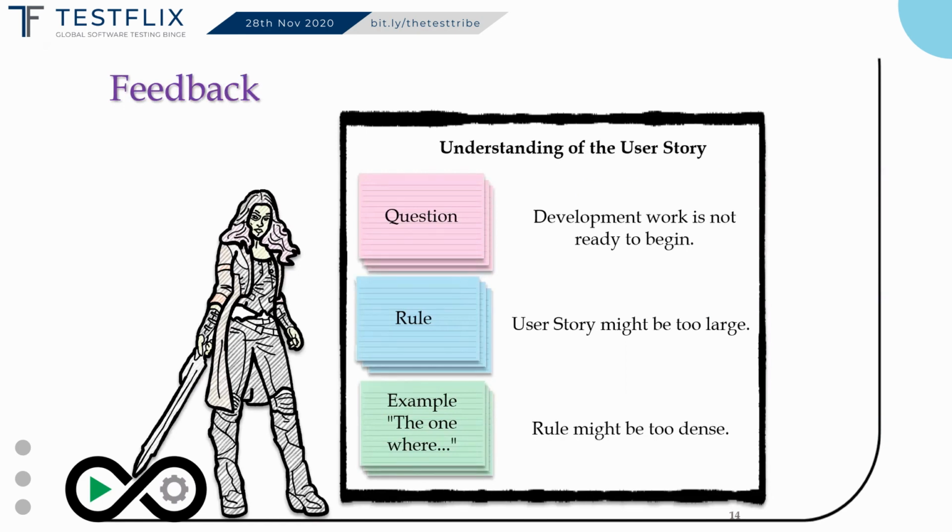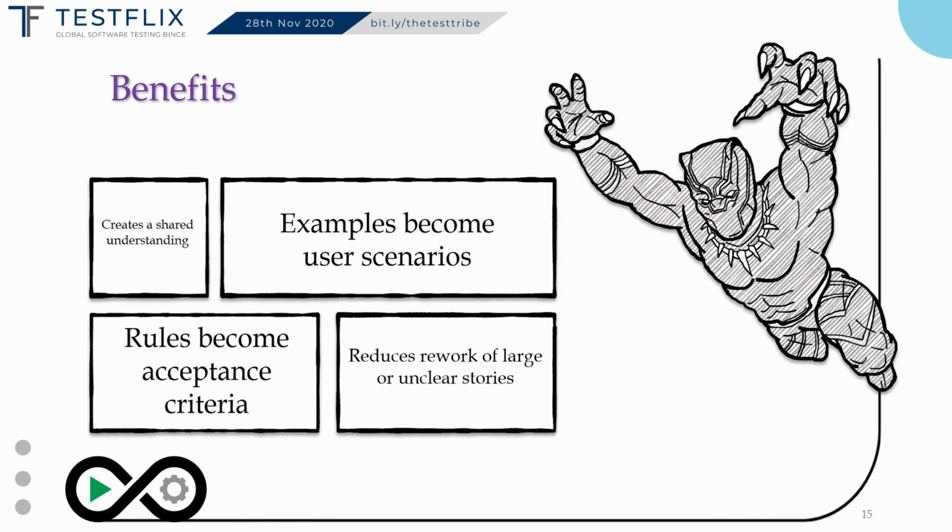One of those being, if you see way too many red cards on that example map, that's a good indication development work is not ready to begin. If you have too many blue business rules, that is an indication that that story is too large and it needs to be split into 2 or more stories, continuing the example mapping session, focusing on one story. If you have way too many green examples underneath a single business rule, that is an indication that rule is too dense. And you need to focus your efforts on splitting that rule into 2 or more and continuing your workshop.